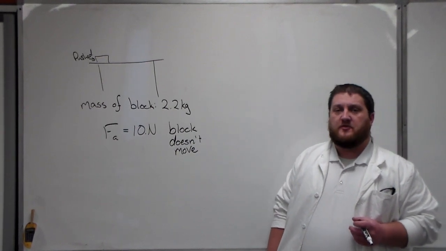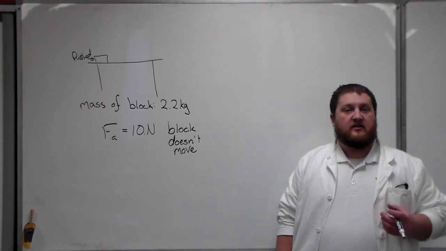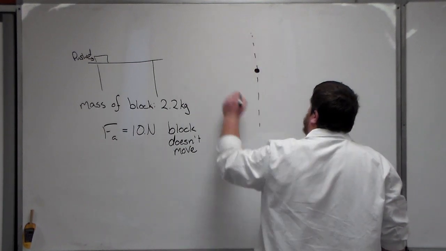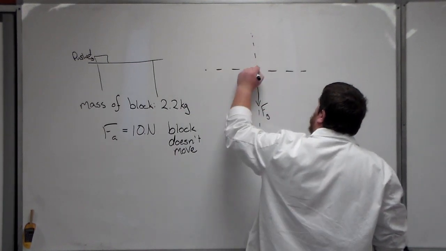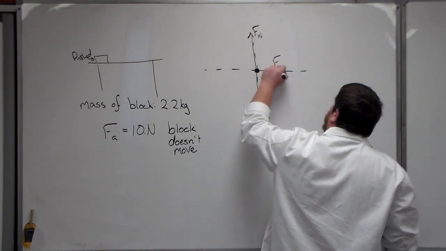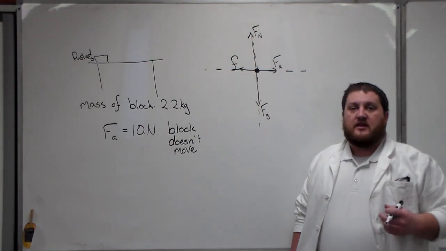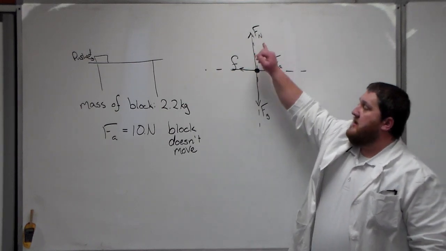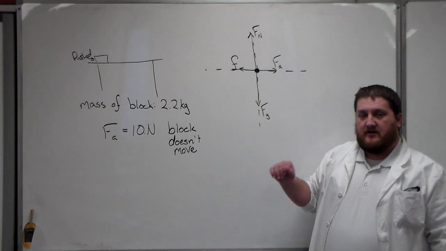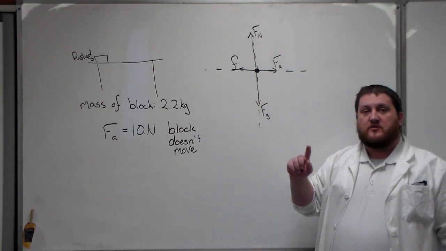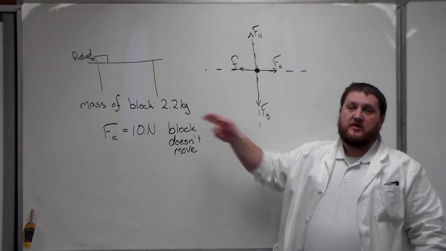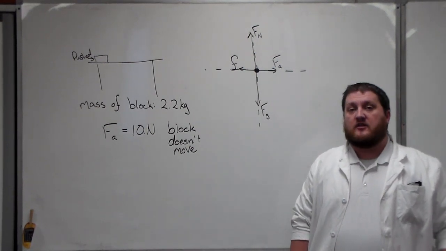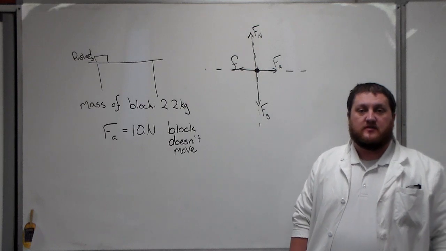Since we know the block isn't moving, we can draw a free body diagram for the scenario. In this scenario, I have four forces. I have the weight acting downward on the block, I have the normal force acting upward out of this table, I have the applied force going to the right, and I have the friction force going to the left. Since the block isn't moving, I know that all of the forces add up to 0.